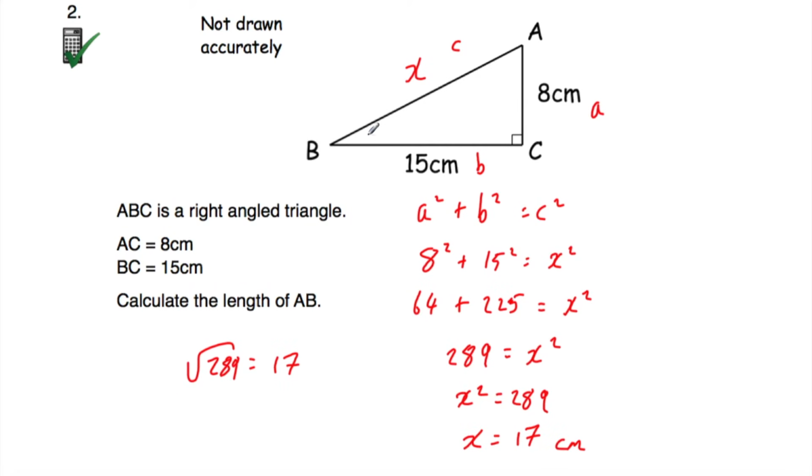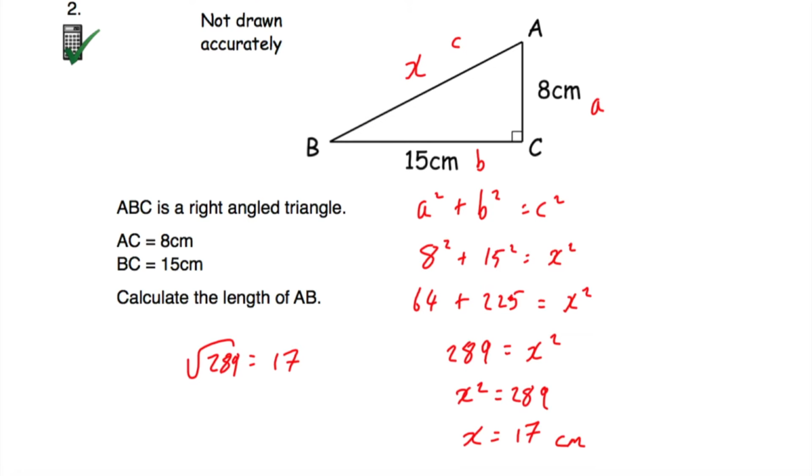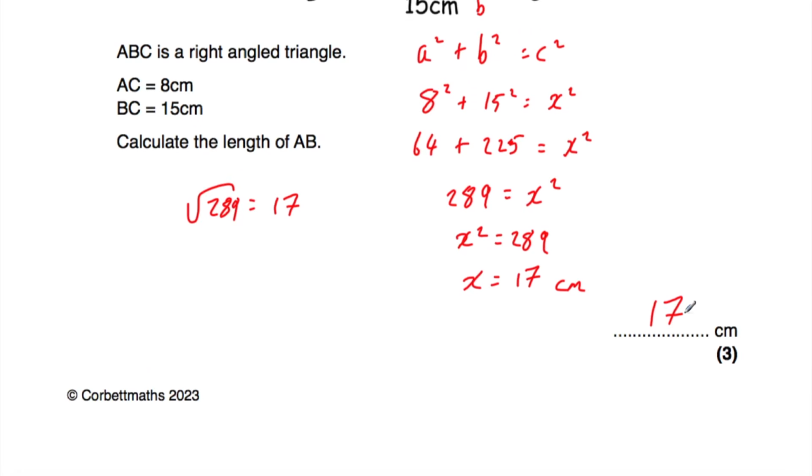So the length of AB is 17 centimeters. And let's write that down. It's x is equal to 17 centimeters. That's it. Okay, let's have a look at our next question.